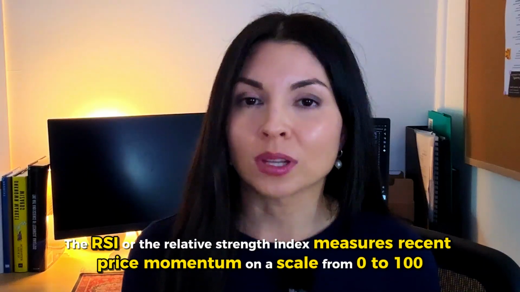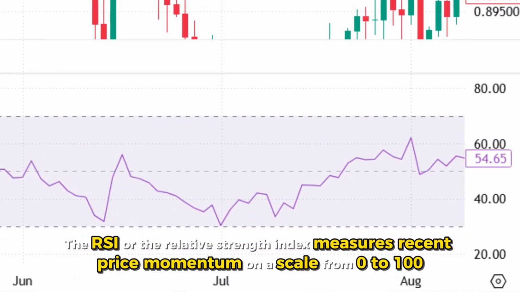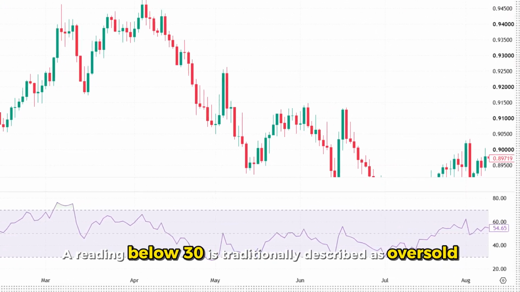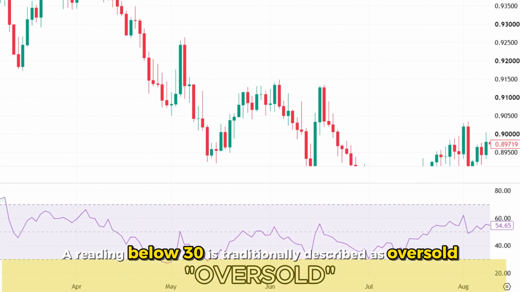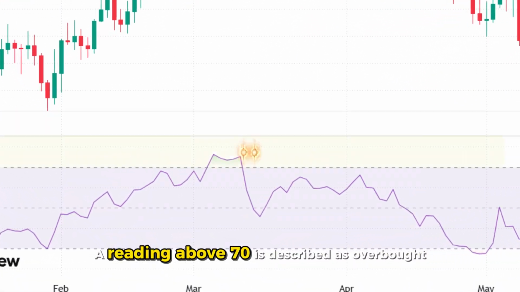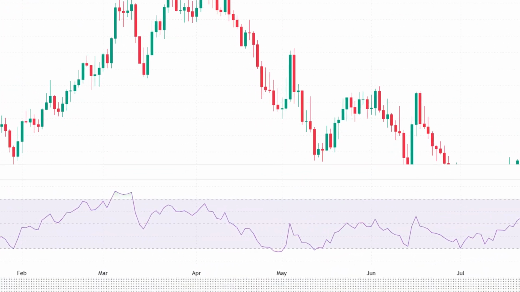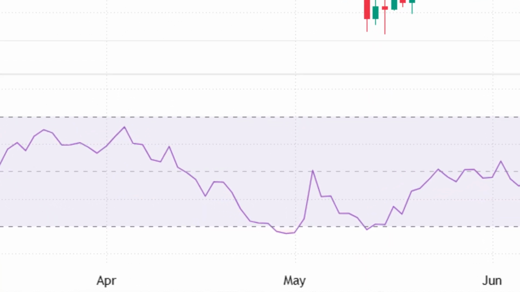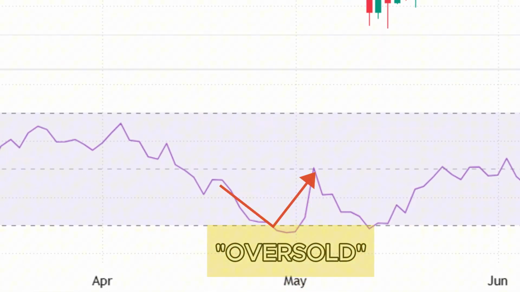The RSI, or the Relative Strength Index, measures recent price momentum on a scale from 0 to 100. A reading below 30 is traditionally described as oversold. A reading above 70 is described as overbought. The basic idea is when price moves too far in one direction, it may eventually move back towards its recent average.